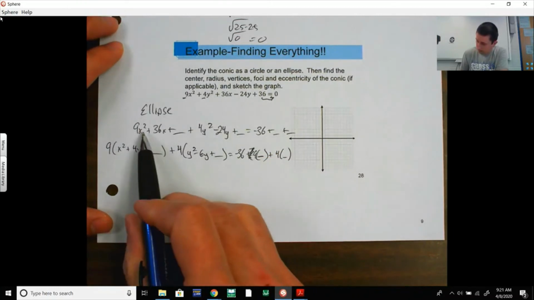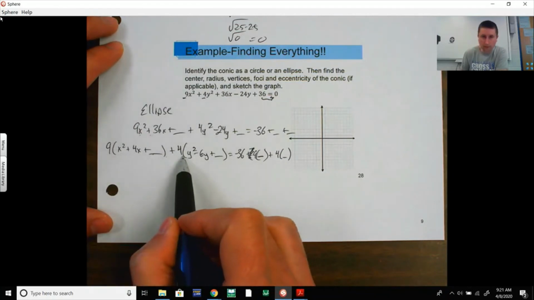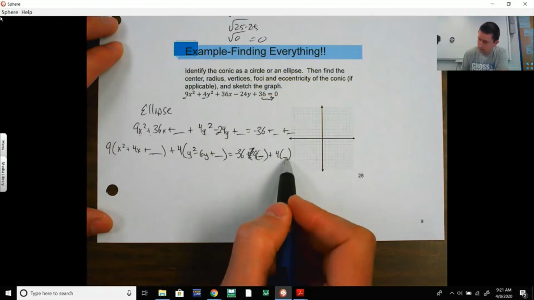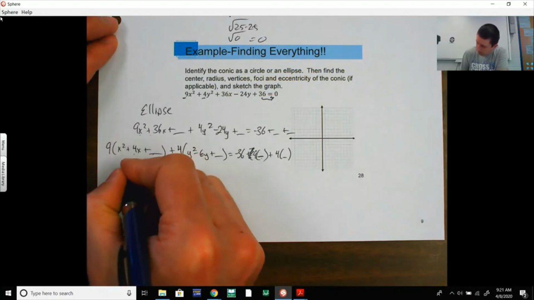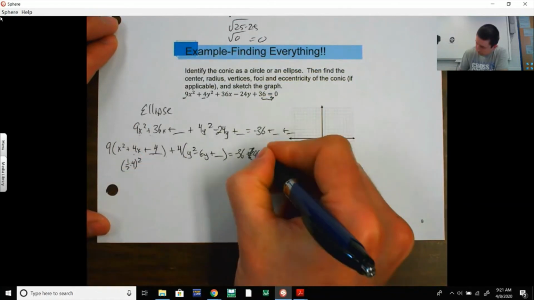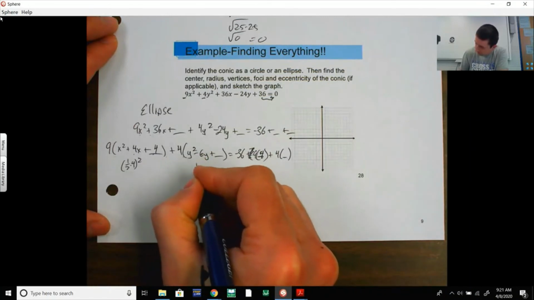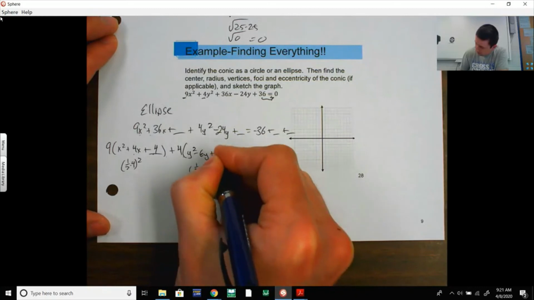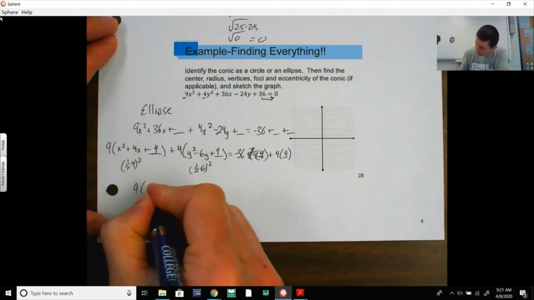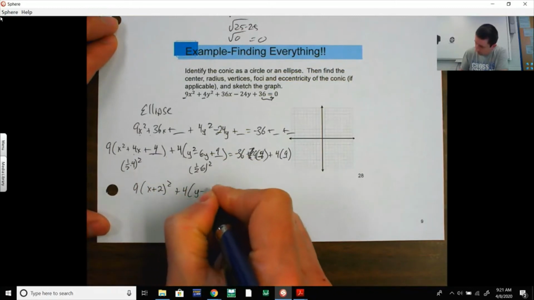So I took the 9 out of both of those, and it goes in front of that parenthesis. The 4 out of both of those goes in front of that parenthesis. Whatever goes in the first blank gets multiplied by 9. Whatever goes in the second gets multiplied by 4. So I'm going to take half of 4 and square it. That's 2, and that's going to be a 4. 4 goes there. I'm going to take half of 6 and square it. That's going to be a 9. 9 goes there. So when I factor, I get 9 times x plus 2 squared plus 4 times y minus 3 squared equals 36.